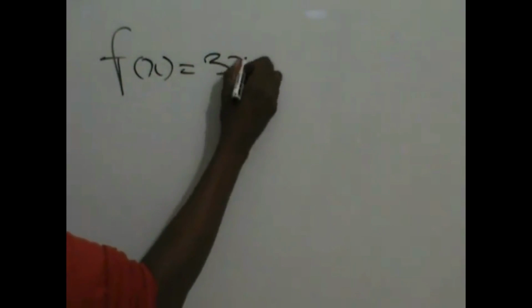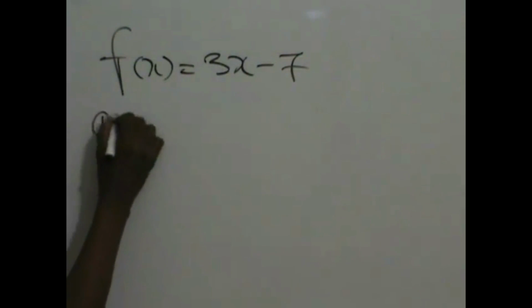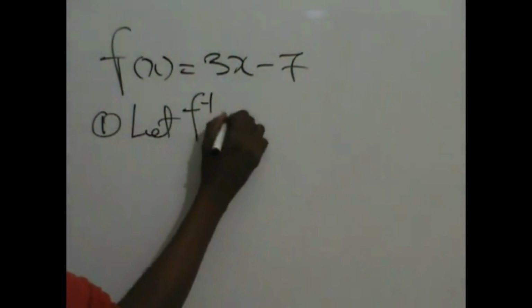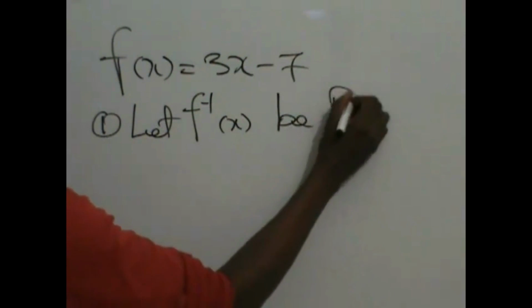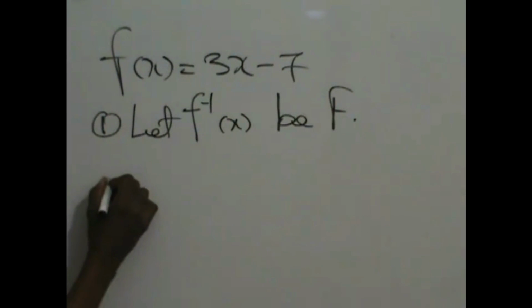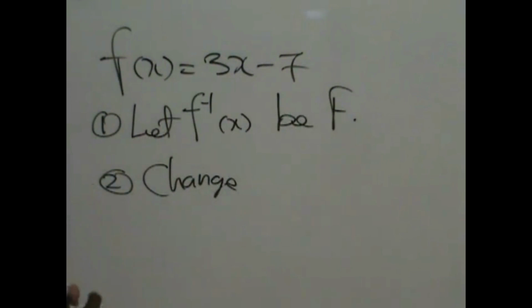Example number 2. The next function we're going to do is f of x is equal to 3x minus 7. And we're going to use this same method to find the inverse of that function. So we start off with f of x equal 3x minus 7. Again, the first step is to let f minus 1 of x, which is what we're trying to find, be big F.